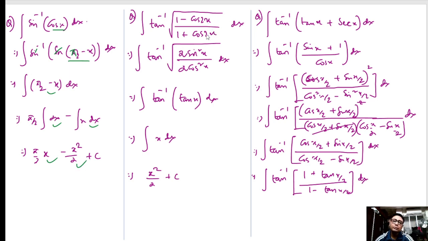1 minus cos 2x is 2 sin square x. 1 plus cos 2x is 2 cos square x. 2 cuts. Sin square by cos square is tan square. Inside root becomes tan. Inverse and tan will cut. So it is x, and integral of x is x square by 2.